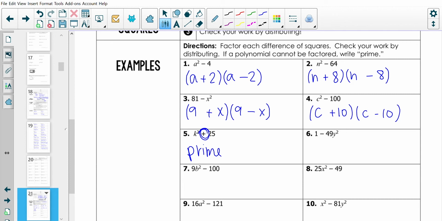Okay, number 6. I can find the square root of both of them, and it is subtraction. So the square root of 1 is 1. The square root of 49 is 7. And the square root of y squared is y. So I have 1 plus 7y and 1 minus 7y.